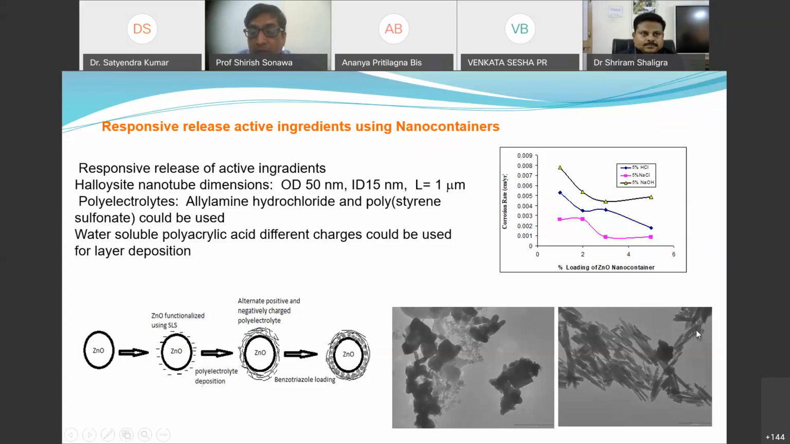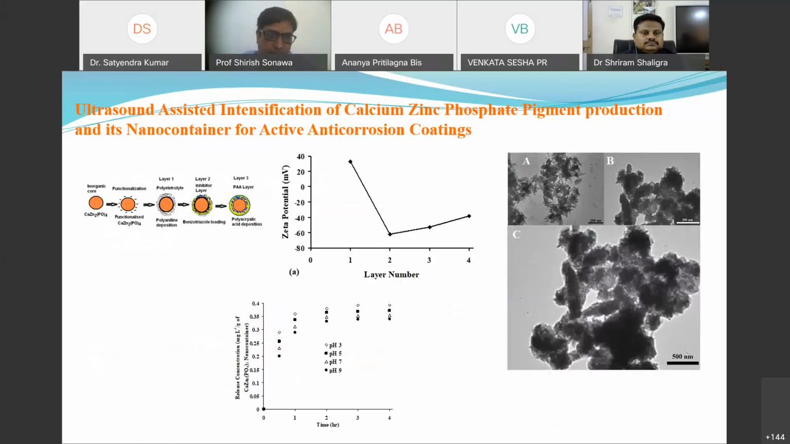So on the right hand side, you can see these are the halloysite tubes, which we can separate from each other using ultrasound, using this shearing mechanism. So each tube will be separated out, and then you can load the active ingredients. So this is also one of the methodologies, what I was explaining about this corrosion inhibition case.